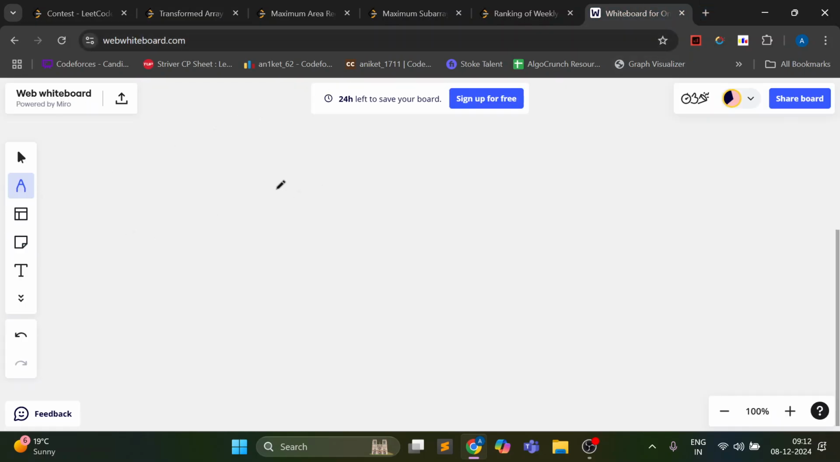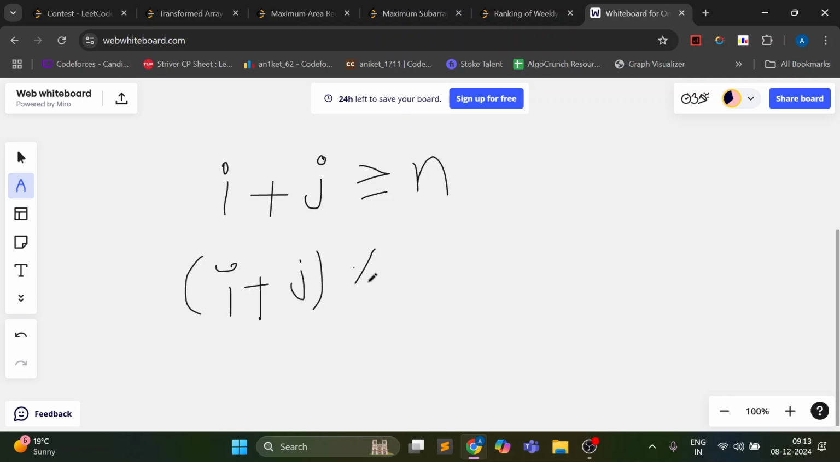Now let me explain the optimal solution. Let's say i is the current index. Now if I move j steps to its right, my new index would be i plus j. Now this might go above n. Then what can you do in this scenario? What you can do is you just take (i plus j) mod n.